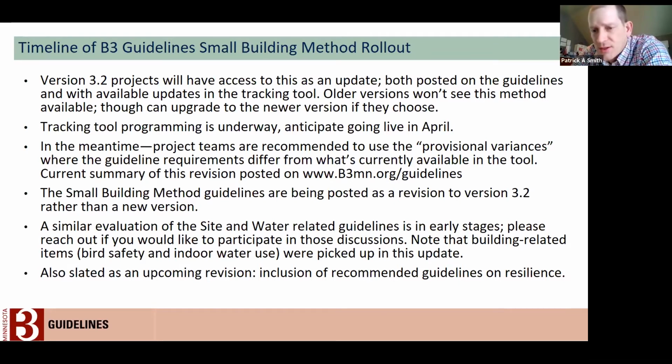And then also slated as an upcoming revision that will also be pushed out as a revision to version 3.2 is the inclusion of some recommended guidelines on resilience. Those are likely to come in later as required guidelines, but in this revision to 3.2, we'll be noting them as recommendations. We have taken the approach of not adding additional requirements to a guidelines version. But if we're either providing additional pathways or lowering a threshold, we feel like that's something that we can reasonably do for an existing ongoing version.